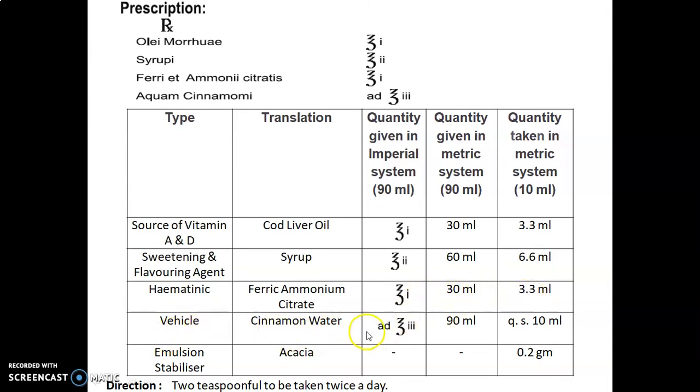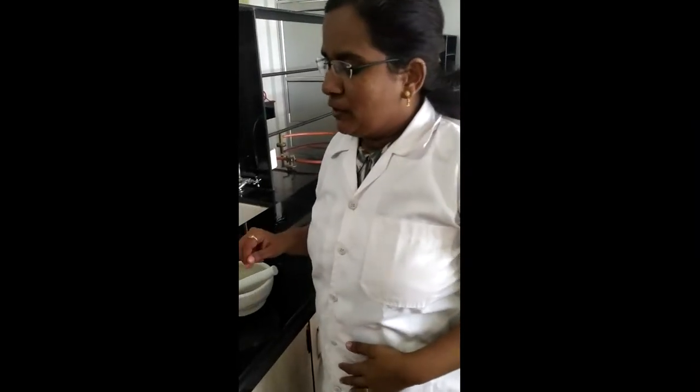Cinnamon water is used as a vehicle, ounce 3, so 90 ml, and quantity taken should be quantity sufficient up to 10 ml. Acacia, emulsion stabilizer, quantity sufficient in the given column, and quantity taken in the metric system is 0.2 gram. Direction, 2 teaspoonful to be taken twice a day. So now let's move on to performing the actual experiment in the laboratory.